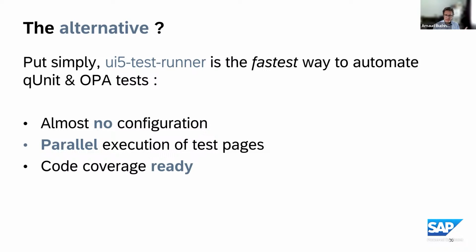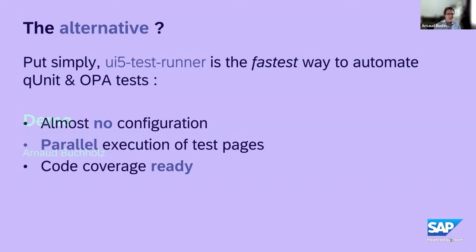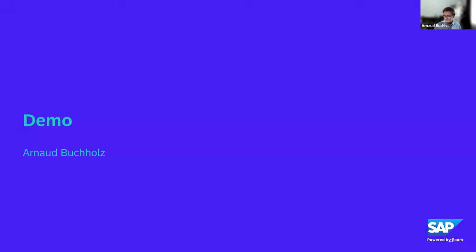So if you remember, I told you that with Karma, in our test suites we had to wait 45 minutes to see the final execution of the test. With ui5-test-runner, it takes more or less 20 minutes now. So it's a big, significant gain of time. And ui5-test-runner is also code coverage ready. So functionally speaking, it does almost the same thing as what you can do with Karma, but it aims to do it better. So let me show you first what is ui5-test-runner.